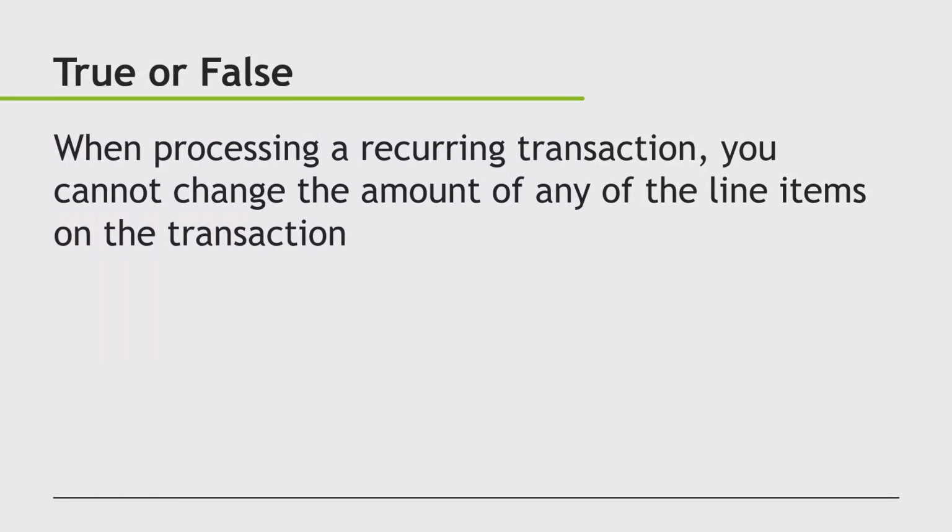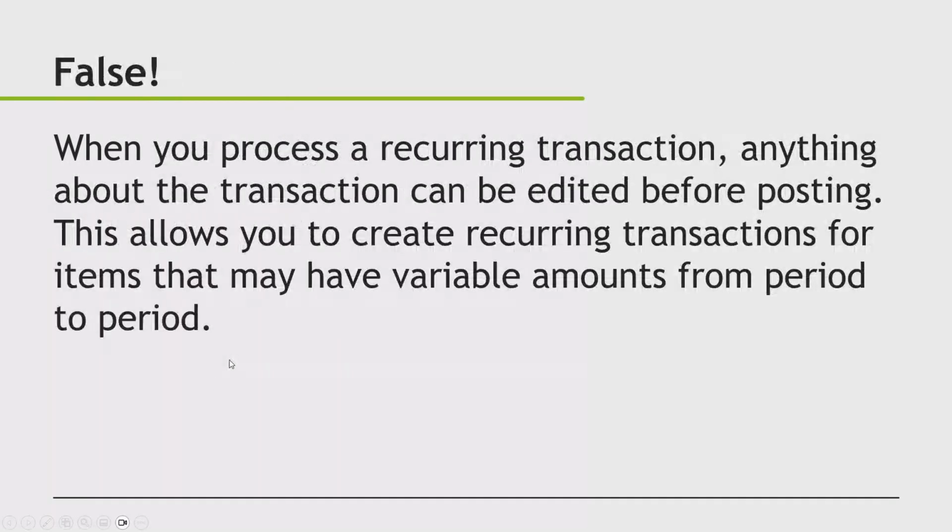Again, we had a unanimous answer here. Everyone said false, and you guys are right on the money. When you process a recurring transaction, anything about the transaction can be edited before posting. This allows you to create recurring transactions for items that may have variable amounts from period to period. And when I say anything, I didn't even mention, if all of a sudden you're going with a different vendor for, let's say, your trash, you can change the payee. You can change the line item you're using.